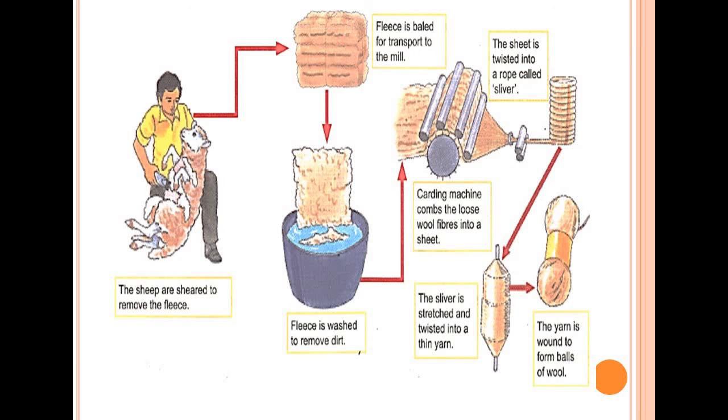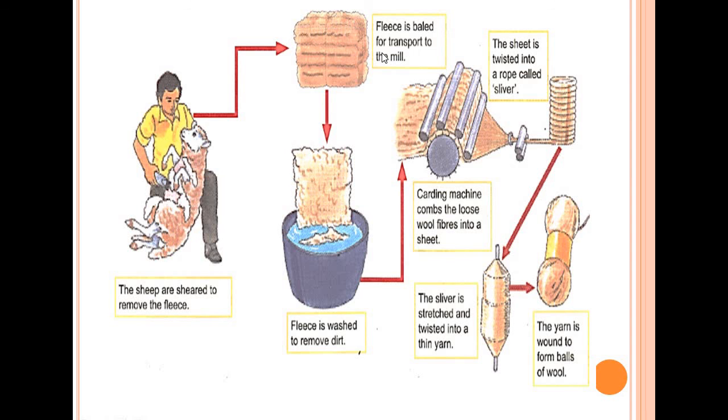Now in this picture you can see the whole process of turning fleece into yarn. You can see here the sheep are sheared to remove the fleece. The first process is shearing, then the fleece is baled for transport to the mills. Before that the scouring is done. Here the fleece is washed to remove dirt. Then the combing machine combs the loose wool fiber into a sheet, and then it is made into yarn. The yarn is wound to form balls of wool. So in this way the whole process of turning fleece into yarn takes place.